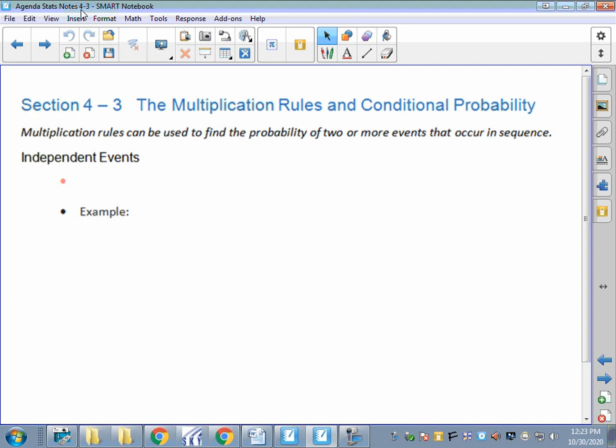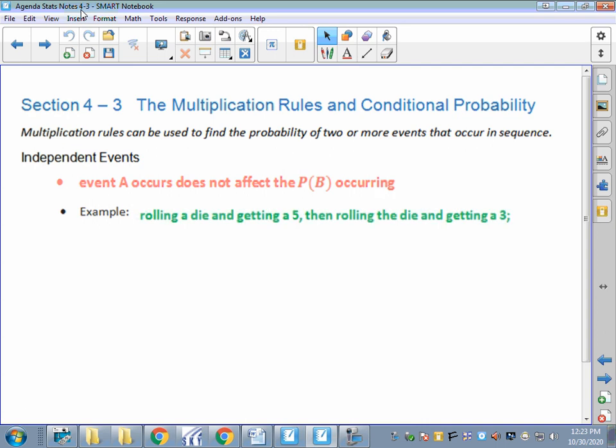So we've got independent events. Independent events means that an event does not affect the next event happening. So the probability of A does not affect the probability of B. For example, if I roll a die and get a 5, and then I pick up that die again and want to get a 3, rolling the 5 has no effect on what I get for the next roll, whether it's a 3 or not. So they are independent. They do not depend on each other. We'll talk later in the section about dependent events. So independent and dependent events.